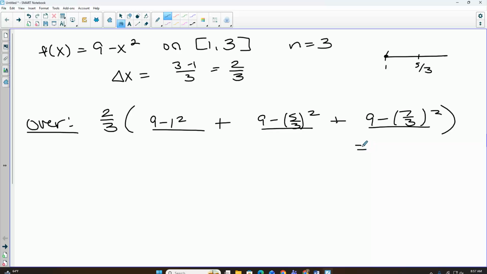On the test, either I would have to give you really nice numbers, or I would say set it up but don't actually solve it. Okay, so this one, if you plug it all in, comes out to be 11.852.